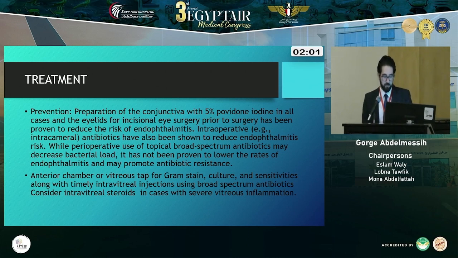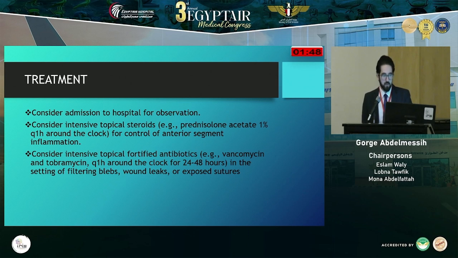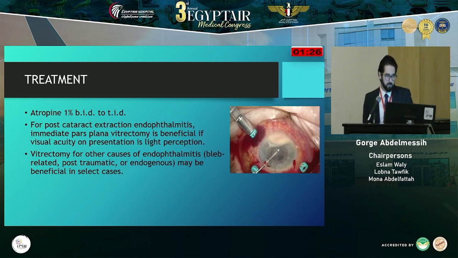Treatment: anterior chamber or vitreous tap for gram stain, culture, and sensitivities, along with timely intravitreal injection using broad-spectrum antibiotic. Consider intravitreal steroid in case of severe vitreous inflammation. Consider admission to hospital for observation and consider intensive topical steroid to control anterior segment inflammation. Consider intensive topical fortified antibiotic like vancomycin around the clock for 24 to 48 hours in the setting of filtering blebs, wound leak, or exposed sutures. Atropine 1% 2 to 3 times per day.